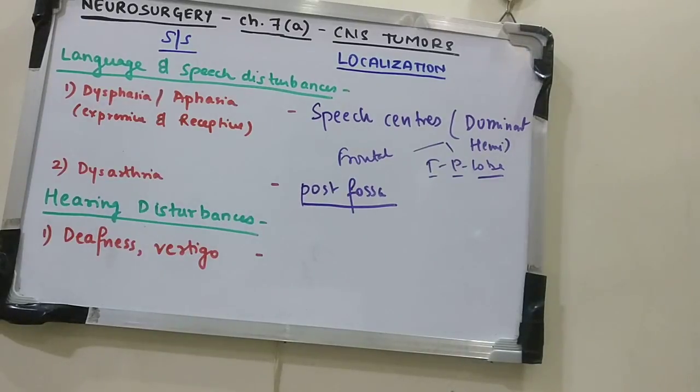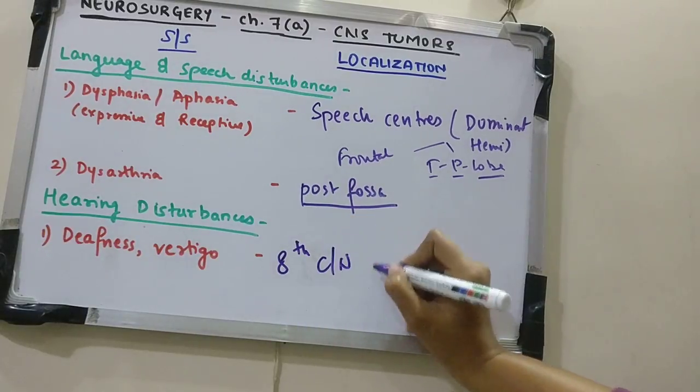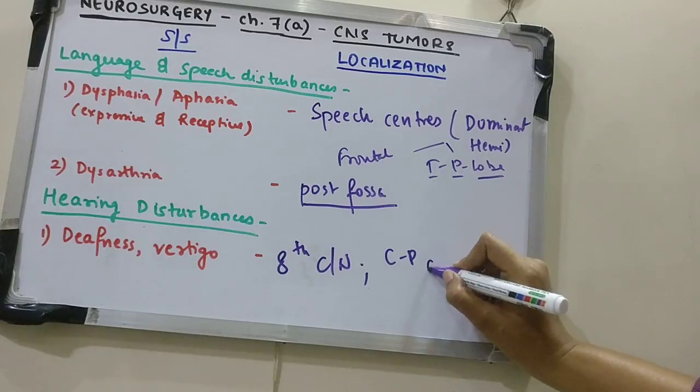Now if your patient has got hearing disturbances like deafness, vertigo, yes, you're right, the first thing that comes to your mind is vestibular schwannoma. So the tumor can be lying in the 8th cranial nerve or in the CP angle, that is your cerebellopontine angle.